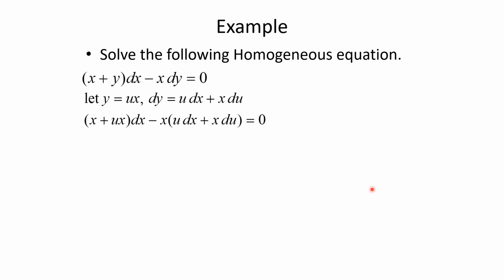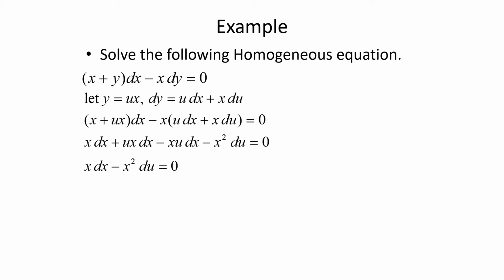After we've done our substitution, we're going to simplify by distributing and getting rid of our parentheses. So the first term, we're going to get x dx plus ux dx. And from our second term, we'll get negative xu dx minus x squared du. If we look at these two terms in the middle, ux dx and negative xu dx, those are the same thing, so they'll cancel each other out. So we wind up with x dx minus x squared du equals 0.